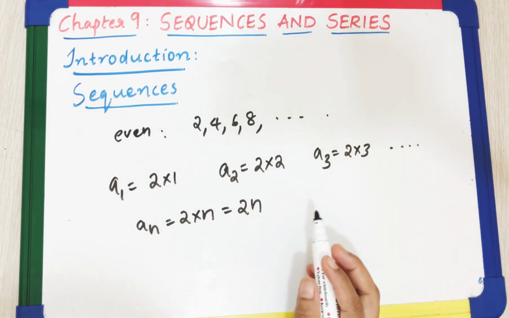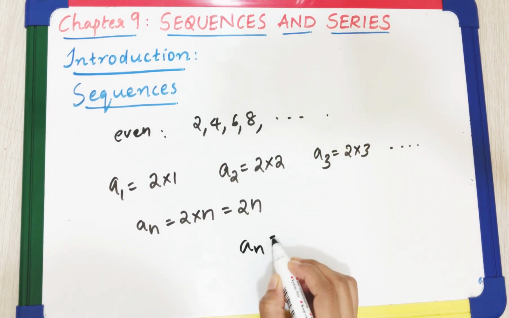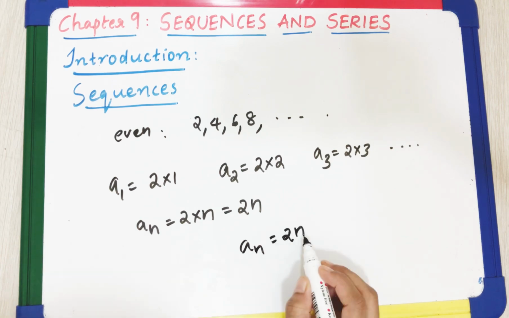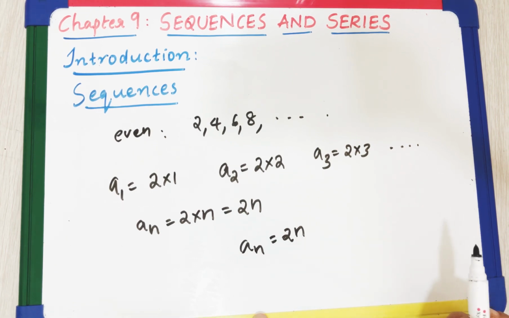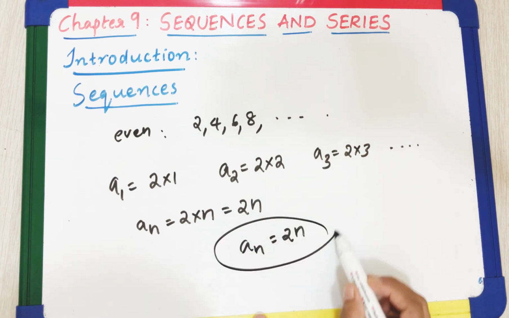Here we can define the sequence as an is equal to 2n. The nth term is 2n. When substituting n is equal to 1, we get the first term, n is equal to 2, we get the second term, and so on. So we can define the sequence by an is equal to 2n.